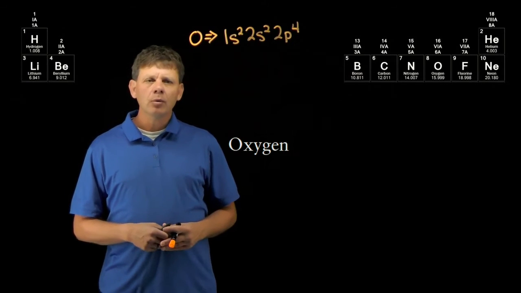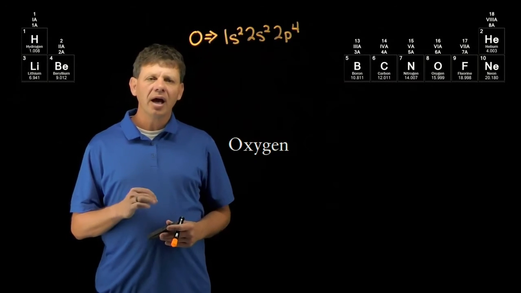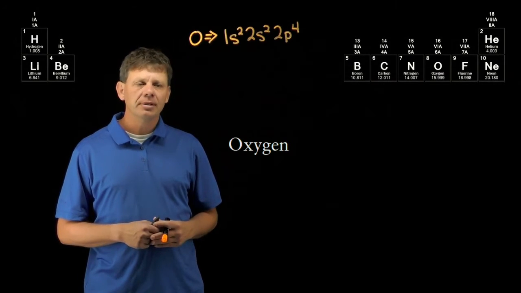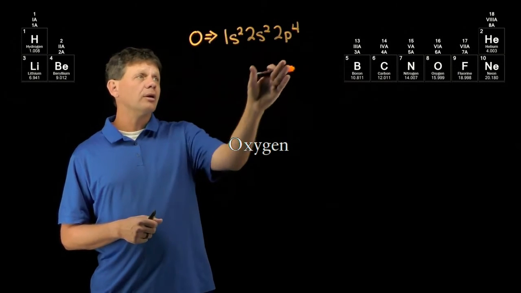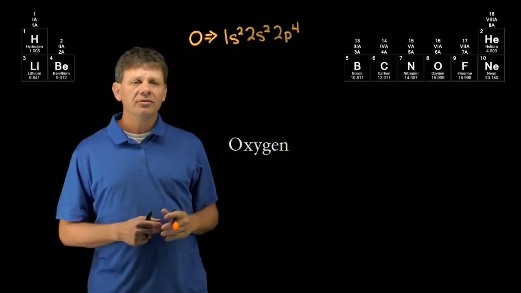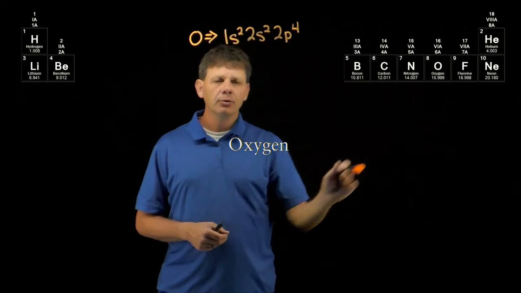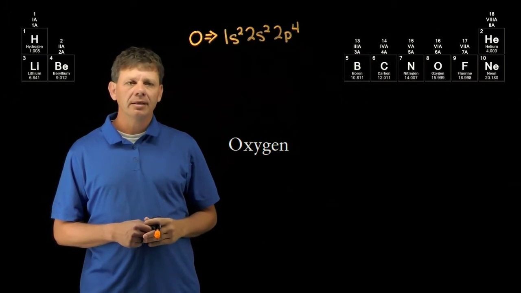In this assessment, we're being asked how many electrons oxygen needs to gain to achieve a noble gas configuration. If we look at its electron configuration, we note that there are 6 valence electrons, which is consistent with oxygen being in group 16 of the periodic table.